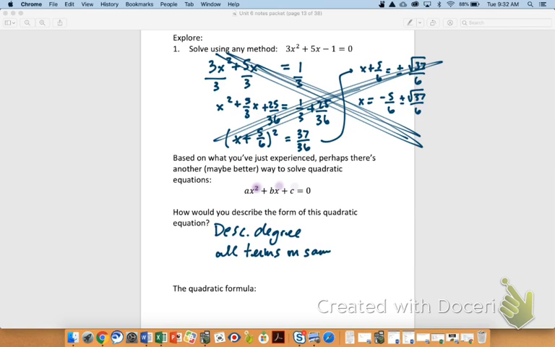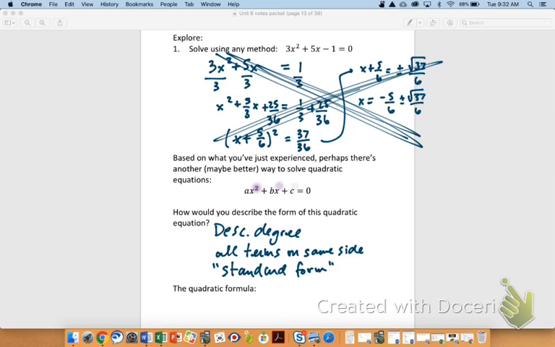So we have a name for this. This is called standard form. So if a quadratic is in the form ax squared plus bx plus c equals 0, with all terms on the same side, we call this standard form. And if a quadratic is in standard form, just like this, we can easily use what we call the quadratic formula. Believe it or not, you've already been using the quadratic formula to some degree. Some of the evaluations and some of the functions that we've used have actually been the quadratic formula, so you're actually pretty well prepared for this.